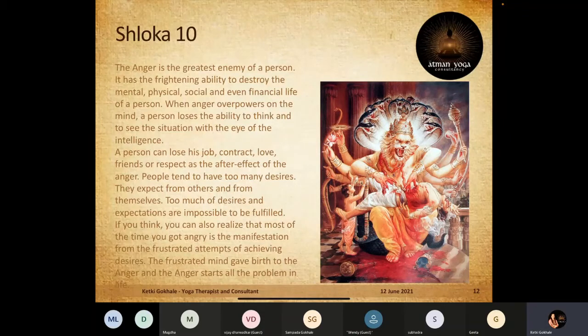Friends, or respect as the after effect of the anger. People tend to have too many desires. They expect from others and from themselves. Too much of desires and expectations are impossible to be fulfilled. If you think, you can also realize that most of the time you got angry is the manifestation from the frustrated attempts of achieving your desires. The frustrated mind gave birth to the anger, and anger starts all the problem in life.